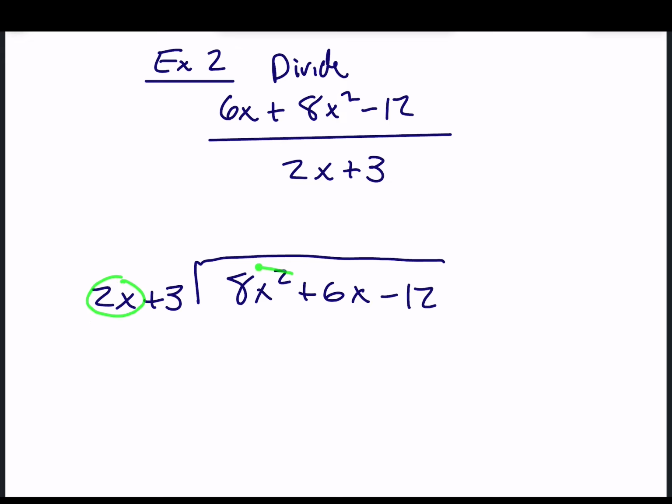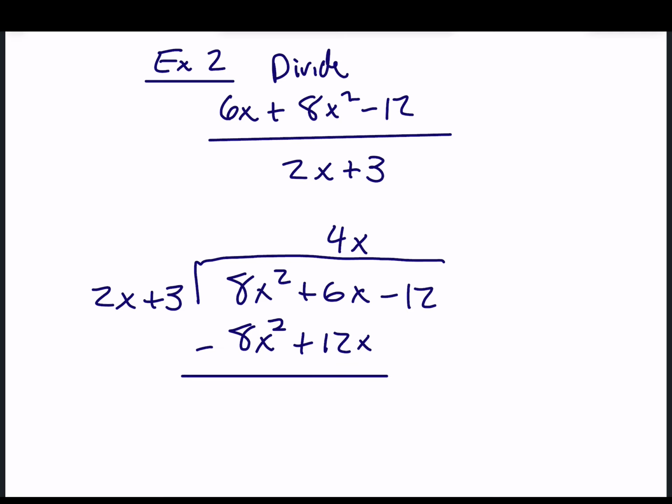So we start, as we did in the last example: how many times will 2x go into 8x squared? Well, it will go in 4x times, and we want to write that above the x term, in other words, over this term. And so when we multiply, 2x times 4x gives us 8x squared, and 3 times 4x gives us 12x.